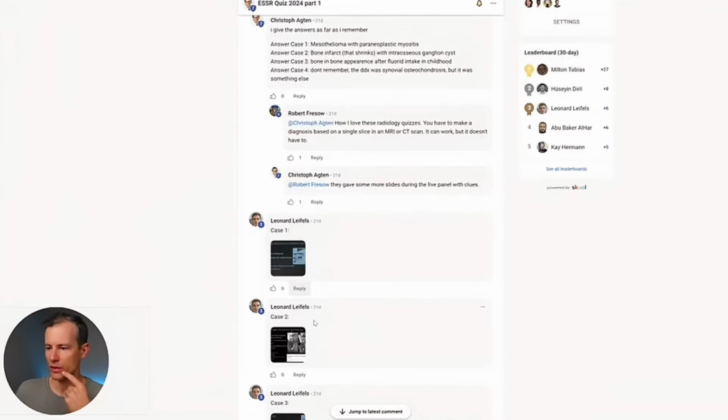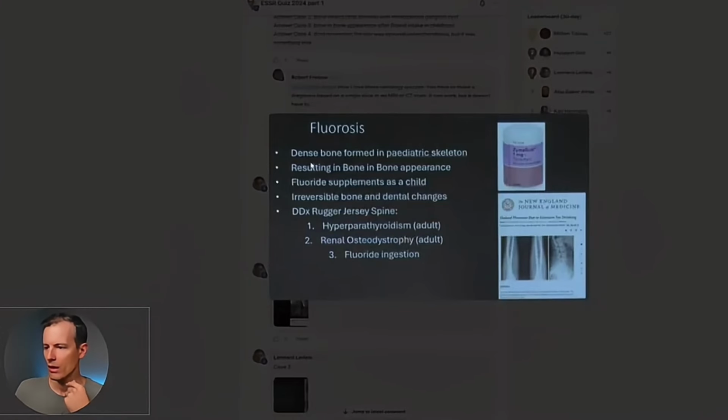This was the solution, case 3. Dense bone formed in pediatric skeleton. This is basically the bone-in-bone appearance. This was good for me because I didn't have this on top of my head, that this happens during childhood, resulting in a bone-in-bone appearance, fluoride supplements as a child. So the patient had fluoride supplements as a child, and then the differential was rugger jersey spine, although they didn't really show the spine to us. And this would be in hyperparathyroidism and renal osteodystrophy.